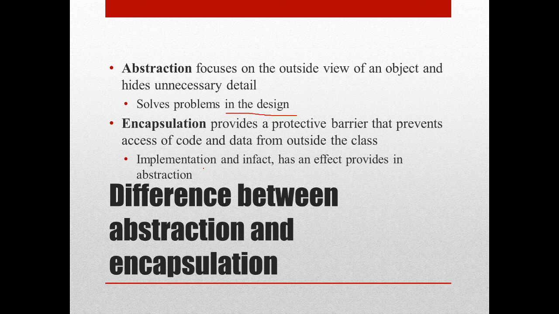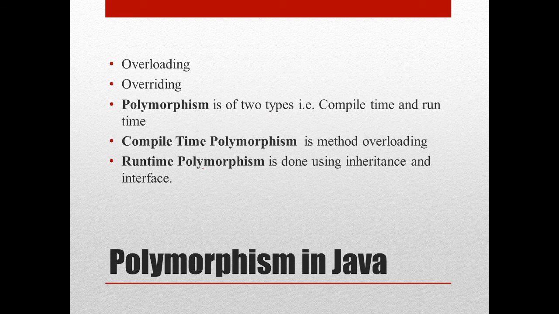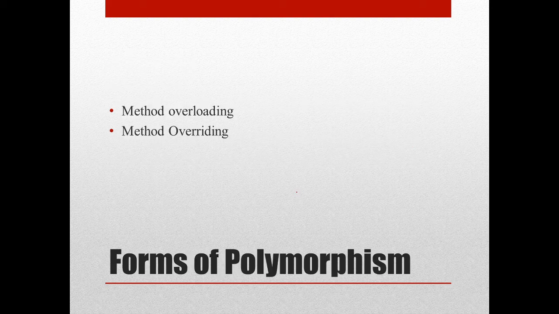So, how do we achieve polymorphism in Java? We can achieve polymorphism in Java by means of overloading and overriding. Now, polymorphism is of two types. Example, meron tayong tinatawag na compile time and of course the runtime. Compile time polymorphism is a method of overloading. And runtime polymorphism, however, is done using the inheritance and interface. So the different forms of polymorphism are the method overloading and the method overriding.